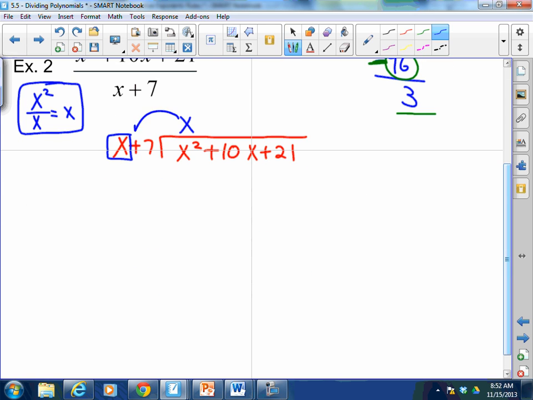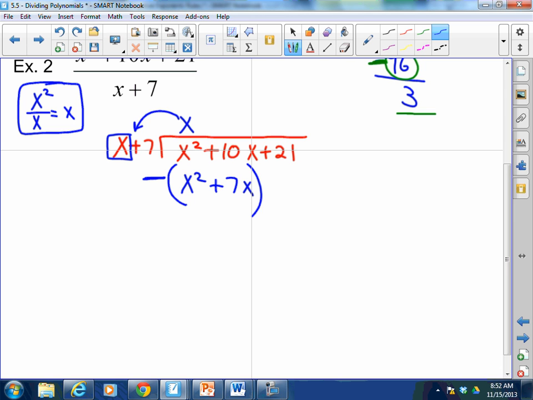Multiply x times x plus 7 and subtract the product. Okay, so x goes into x squared x times. So I'm going to take this x and multiply it to the sum of x plus 7, and I'm going to subtract the product. So x times x is x squared. X times 7 is plus 7x. Is everyone with me so far?